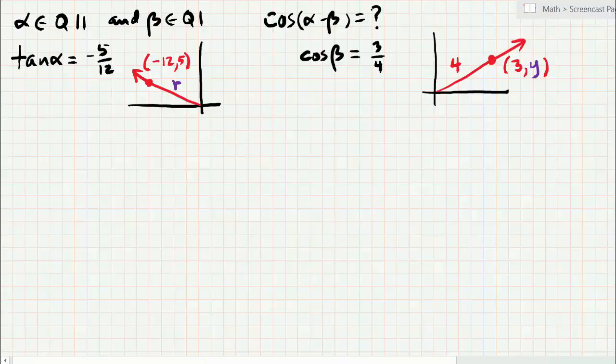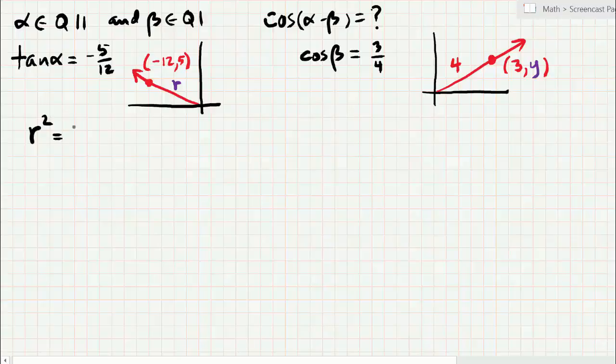Well, we know that the cosine of a difference identity has cosine and sine of alpha and cosine and sine of beta. So we need to use this preliminary information to find those four factors. Let's get started. Over here, let's figure out what sine and cosine of alpha are. Well, we need to know what r is first.